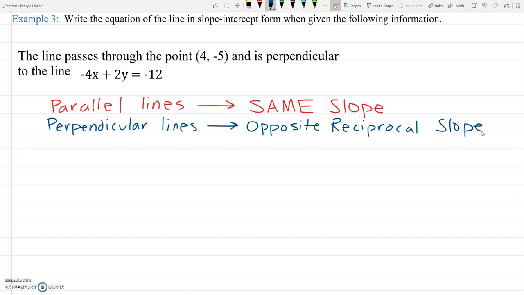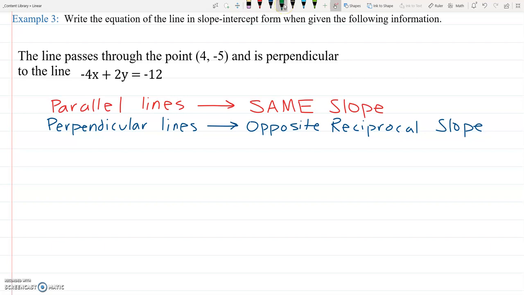I just want to be clear here. I really do not care about this other line, this -4x plus 2y equals -12. I am just going to use it for a minute to figure out what its slope is. And once I have its slope, then I'm going to use it for my line, and I can ignore that -4x plus 2y equals -12 forever. I will never need it again. Okay? But I do need to know its slope.